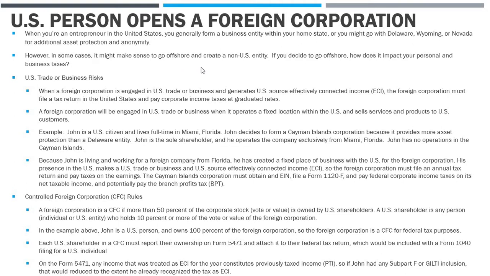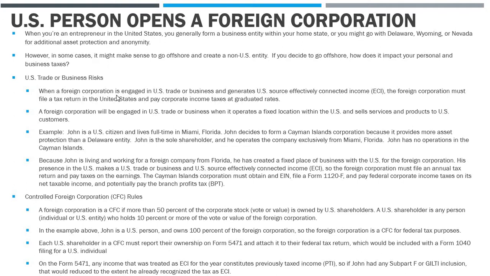If you decide to go offshore, there are some very, very specific international tax rules you need to be mindful of. And failure to follow these rules can result in some pretty hefty penalties. So it's very important that if you do set up non-U.S. entities, you're mindful of these rules and these risks. So the first thing we want to talk about is U.S. trade or business risks for a foreign corporate entity.